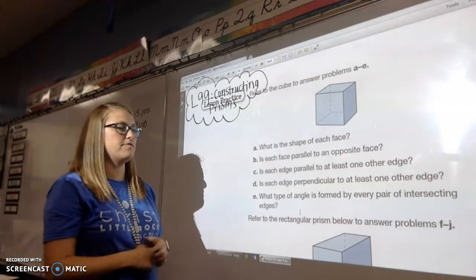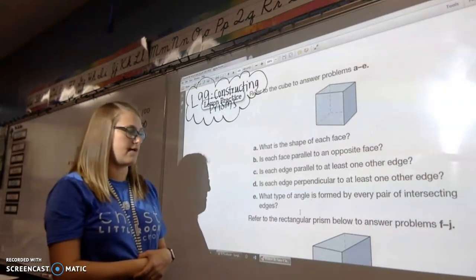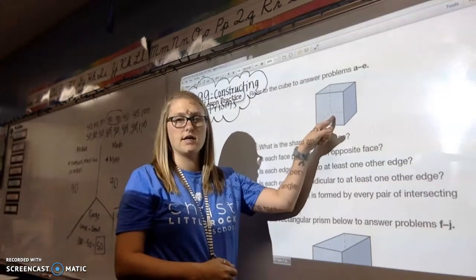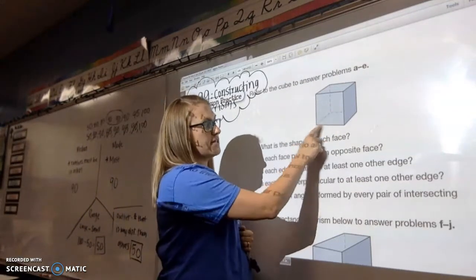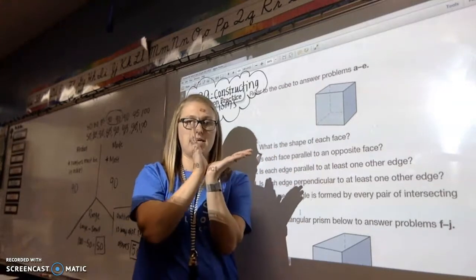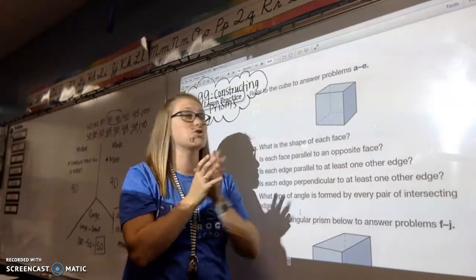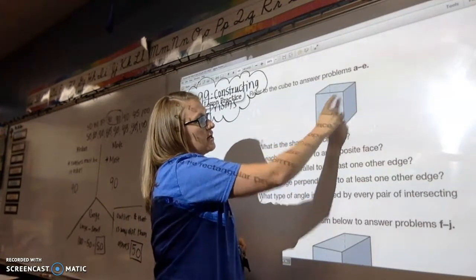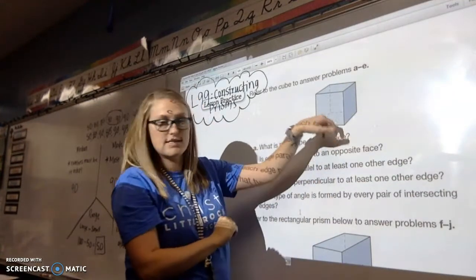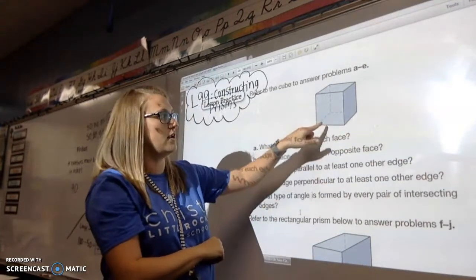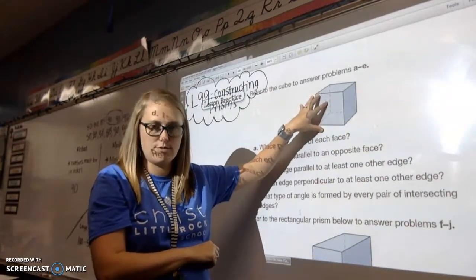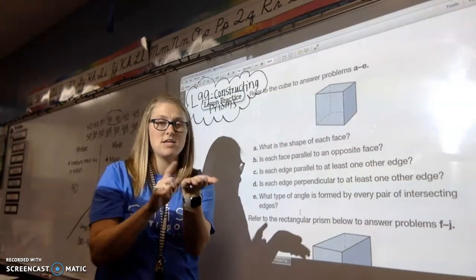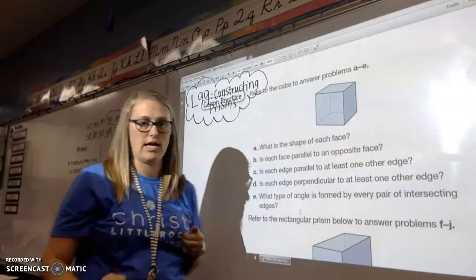And then what type of angle is formed by every pair of intersecting edges? On a cube, every time two edges meet, it makes a 90-degree angle because it's squares. All over it is squares. So I have a 90-degree angle here, here. They don't look like 90-degree angles because they have drawn a 3D object. If this were a cube or a dice sitting in our hand, we would only see 90-degree angles.